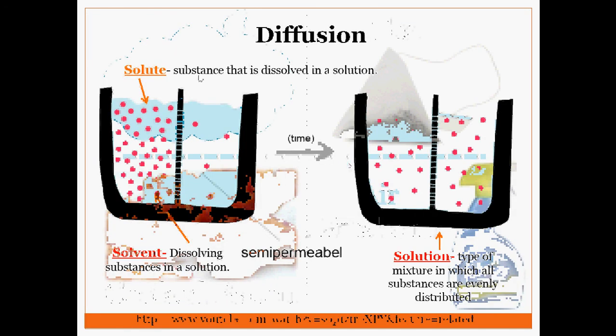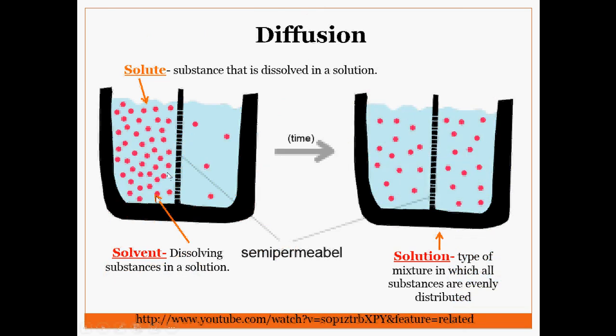So this is what it looks like with the actual molecules. The red dots are our solute, the blue is going to be our solvent, and then when they all mix together we call that a solution. This should be a review from last year.